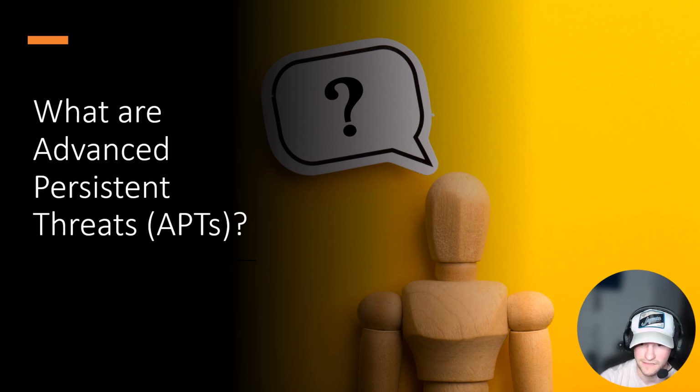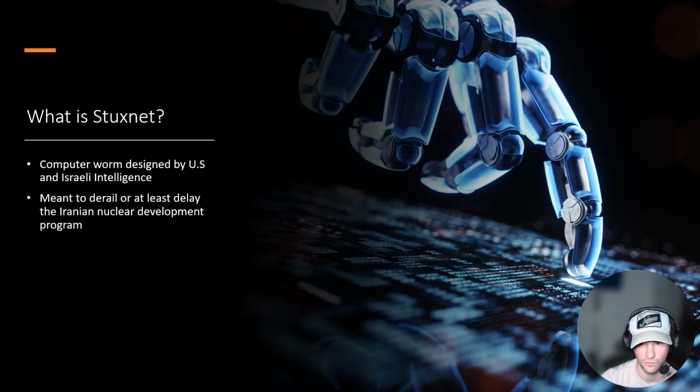Consequences of an APT attack can be crippling to an organization, resulting in things like property theft, sensitive information being exposed, database changes, and possible full infrastructure takeover. So, what is an example of an APT? Stuxnet is a good example of an APT.